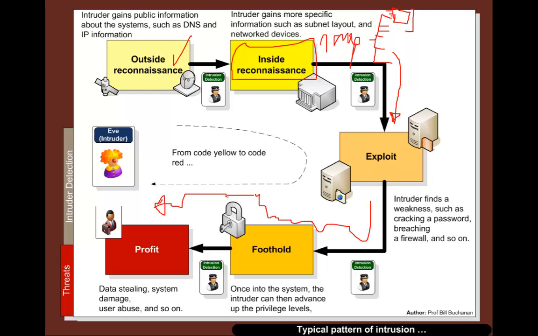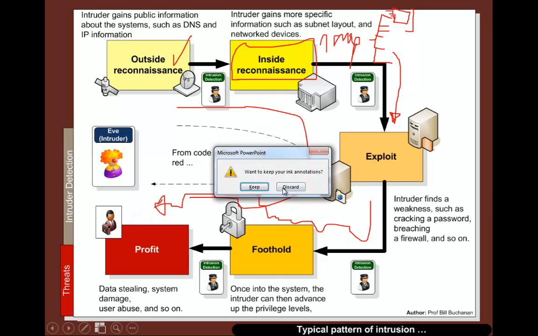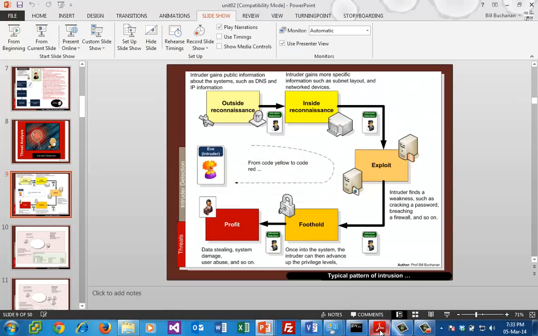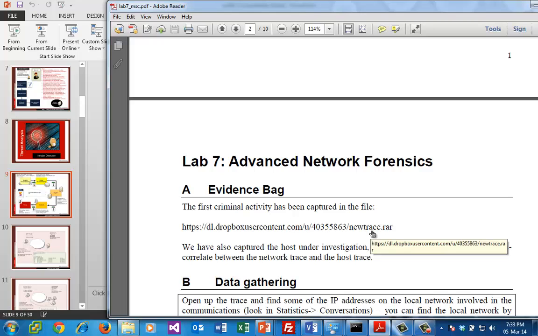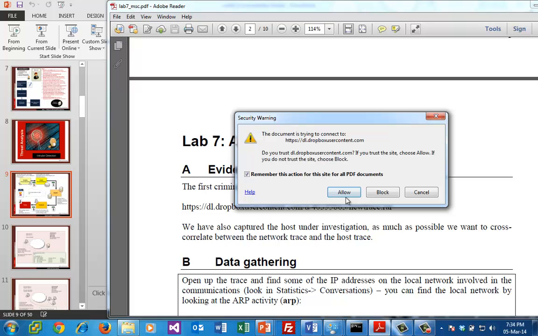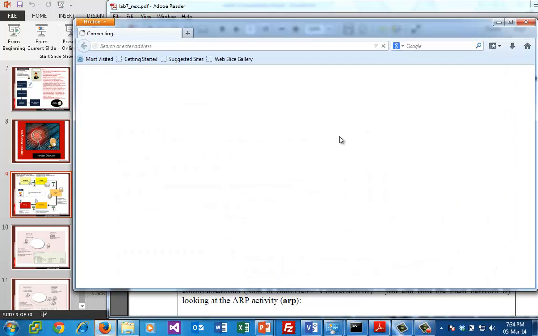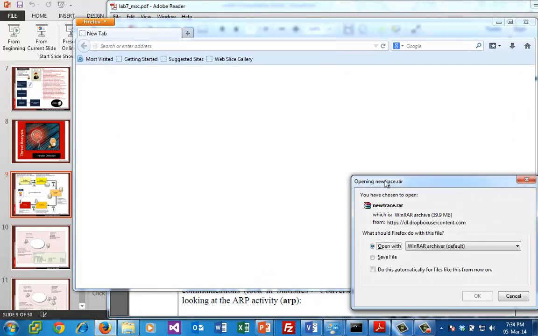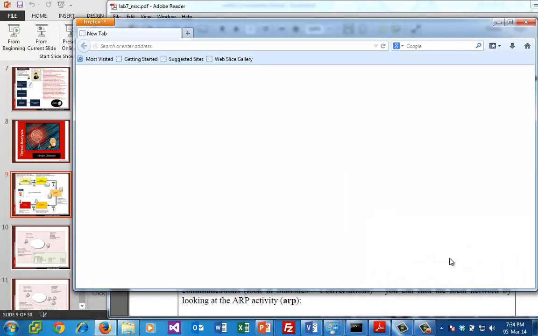Okay, so the scenario that we've actually set up does go through these main stages as an intruder goes from this stage right to the very end. Okay, so the lab that we're focusing on is this one here. So the first thing to do is to open up the Wireshark trace. And it just takes a minute to download.